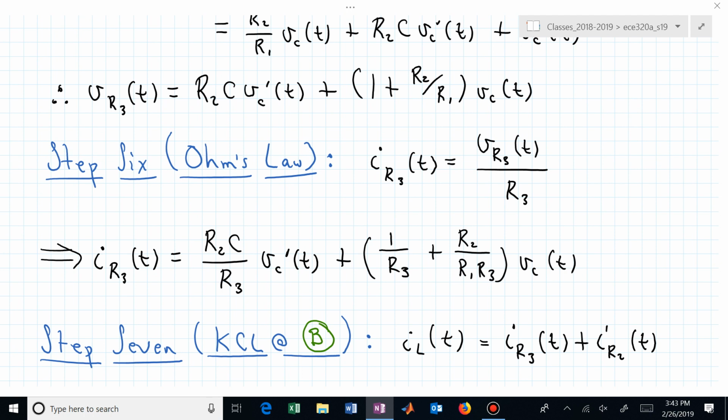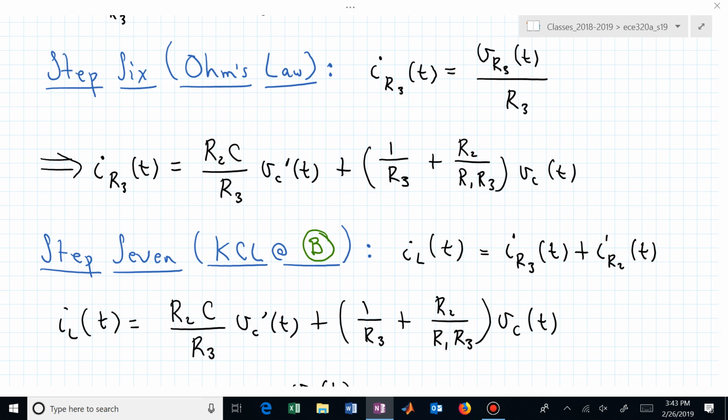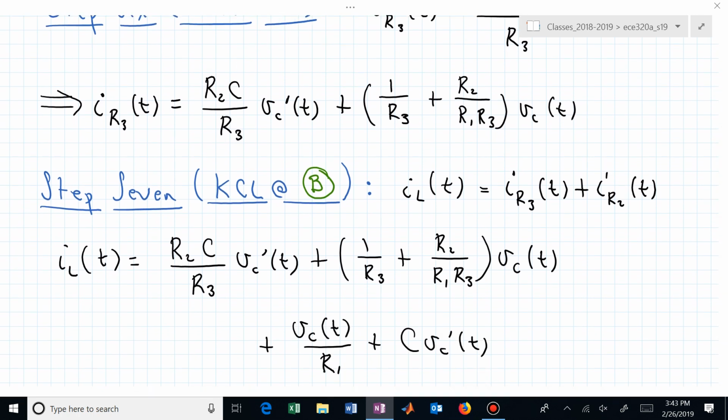Step 7, KCL at B allows us to find I sub L. Like I said, you may not be able to stay up with me if you're writing all of this down, but you can do this at home tonight. Try to reproduce what I've done today. There's I sub L. Now it's involved, but all it contains are variables v sub c prime and v sub c.